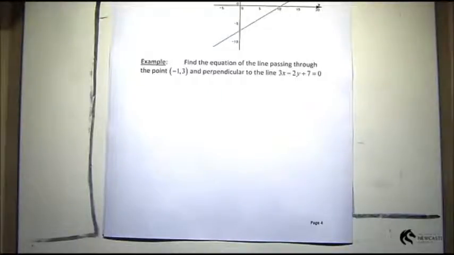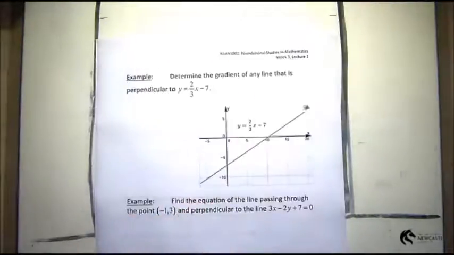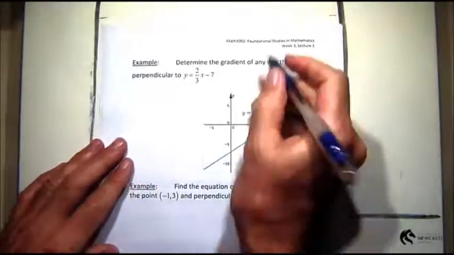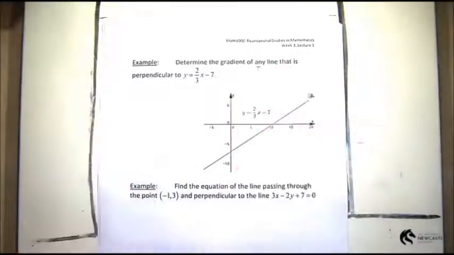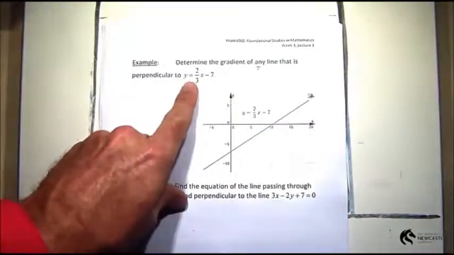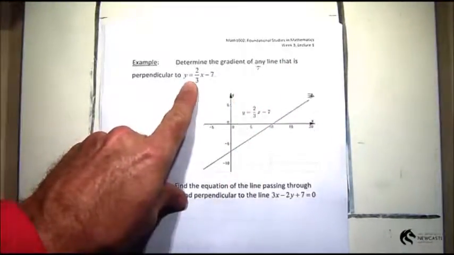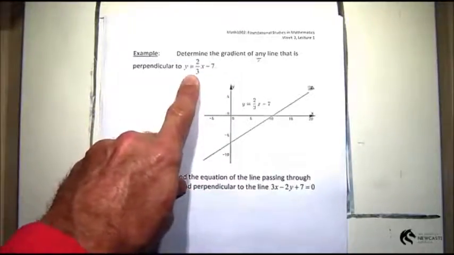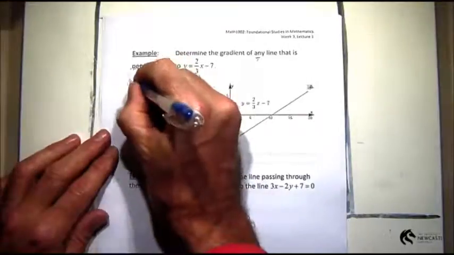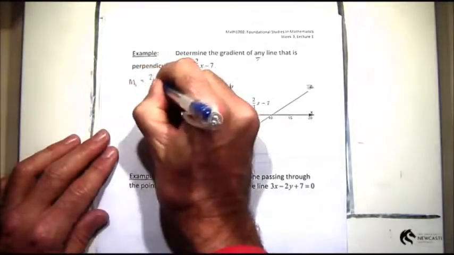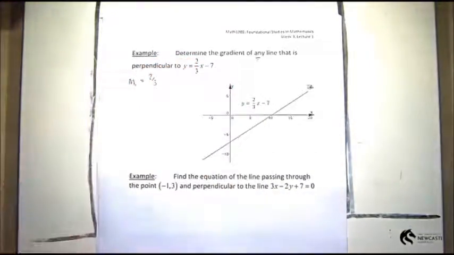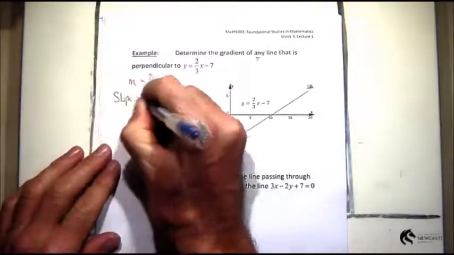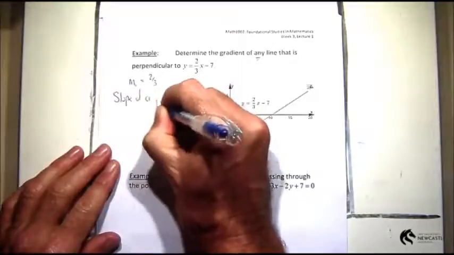Okay, so it says, determine the gradient of any line, it doesn't say which particular line, any line that is perpendicular to this one. So sitting here, we know the gradient of this line. Here, m1 is 2/3. So therefore I know the slope of a perpendicular.